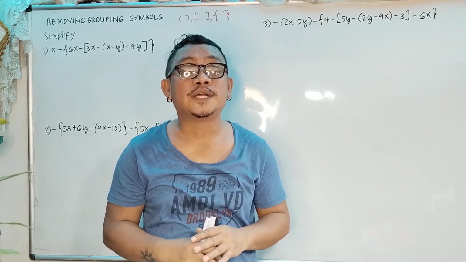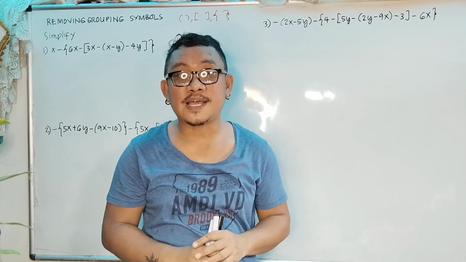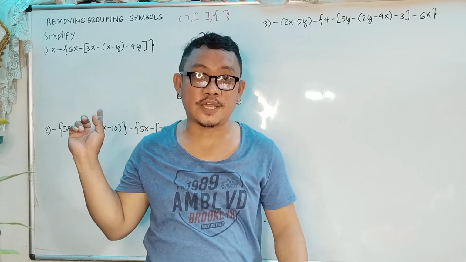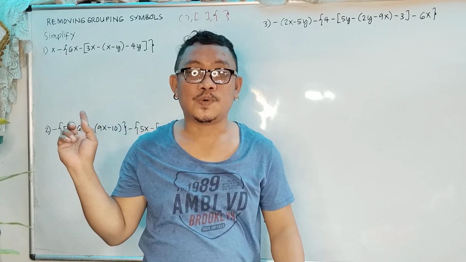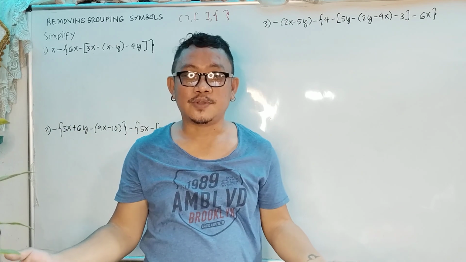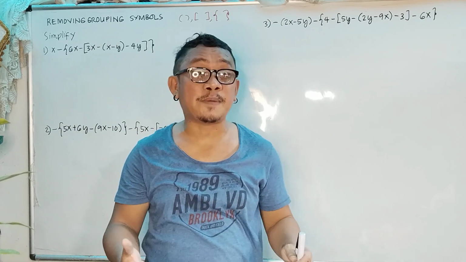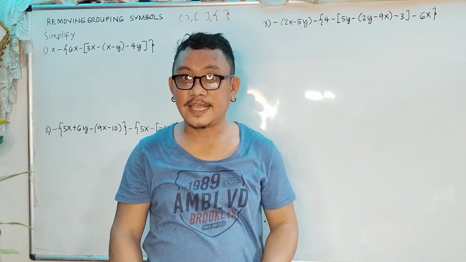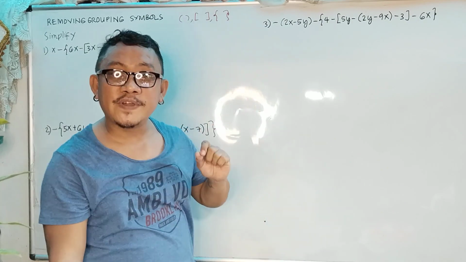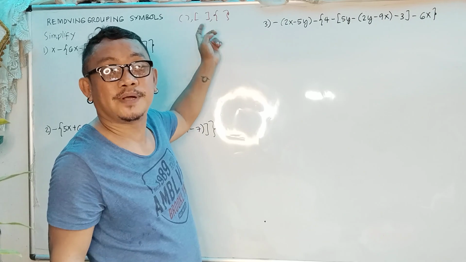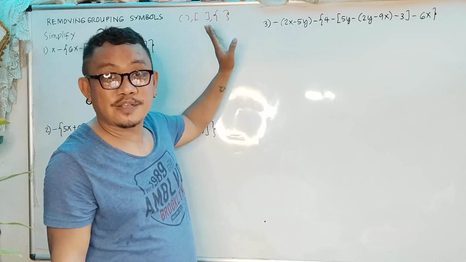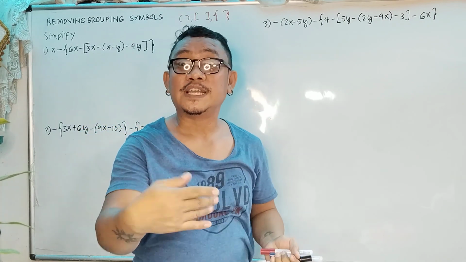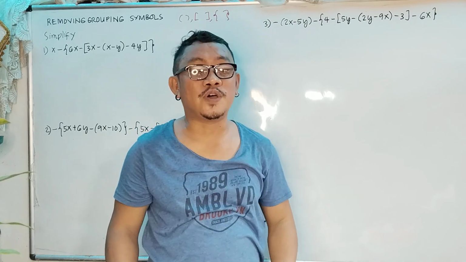So today we will discuss how to remove a grouping symbol. But actually there are no particular steps to follow on how to remove them, only a guide. Usually, in removing symbols, we use these three symbols: parentheses, bracket, and braces.